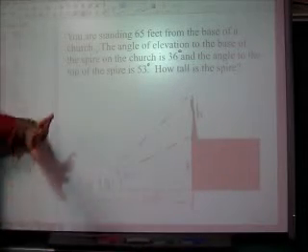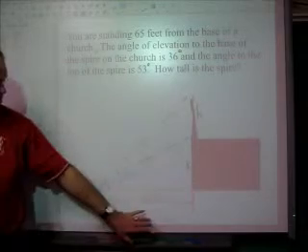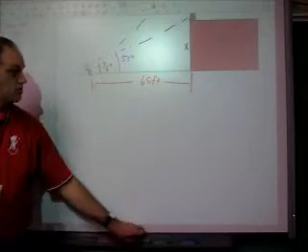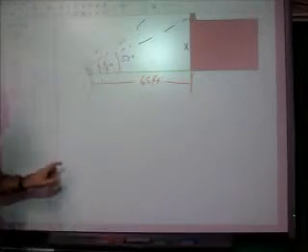Okay, so do you agree that this picture is labeled correctly? Yes. Okay, so now using our labeled picture, when we think about solving a problem, what's next?